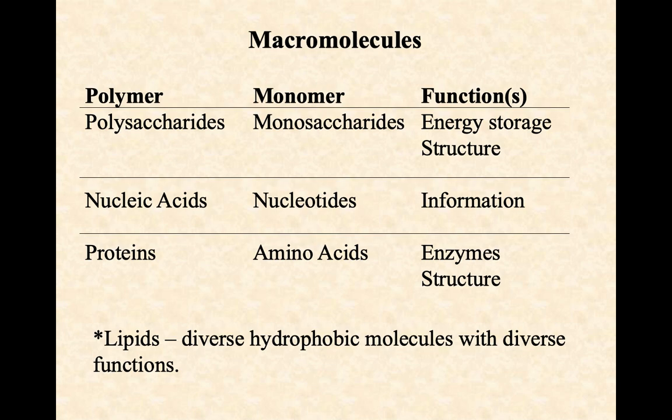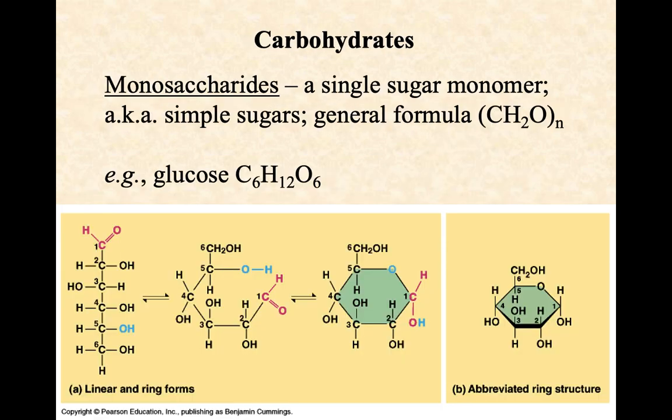We're going to start with this top one, the polysaccharides. Poly meaning many, and therefore saccharides being the monomer. A monosaccharide is a single, simple sugar. The main functions of both the sugars and the polysaccharides are going to be energy storage and various structural roles that we see within the cell and within larger living organisms.